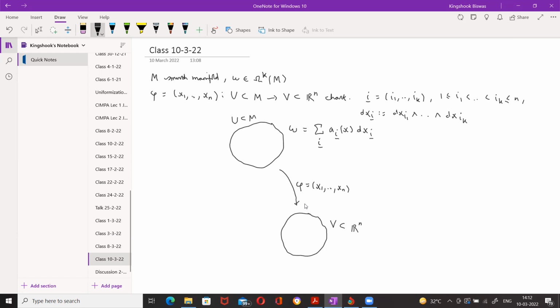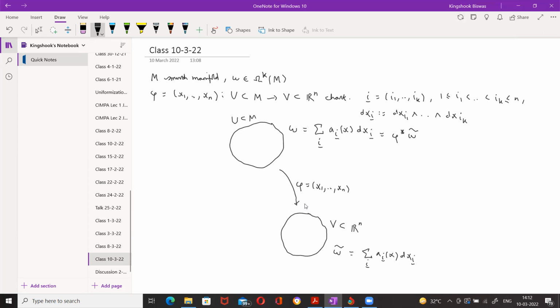So what does it mean to say that omega is summation a_I of x dx_I bar? It means that if I take here the form omega tilde, which in Rn is given by the same formula, a_I bar of x, dx_I bar, then this means nothing but omega is equal to phi star, the pullback of omega tilde, right? Is this clear? Yes.